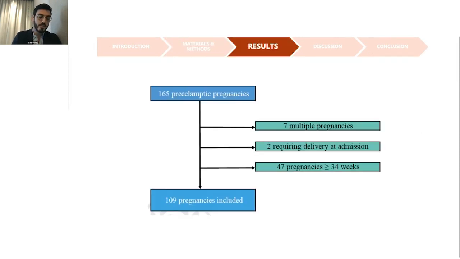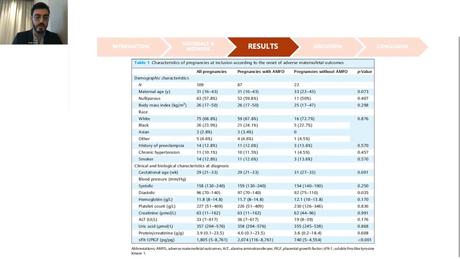Between October 2010 and November 2018, we included 109 pregnancies with early onset preeclampsia and a dosage of the sFlt-1-PlGF ratio. The demographic, clinical, and biological characteristics on diagnosis of the global population and pregnancies with or without adverse outcomes are presented in this table. As you can see, gestational age at diagnosis was significantly lower in pregnancies with adverse maternofetal outcomes, and the diastolic blood pressure and the sFlt-1-PlGF ratio at diagnosis were higher in complicated pregnancies.